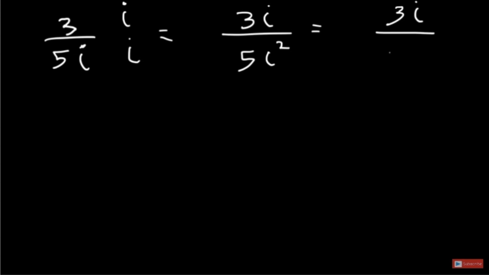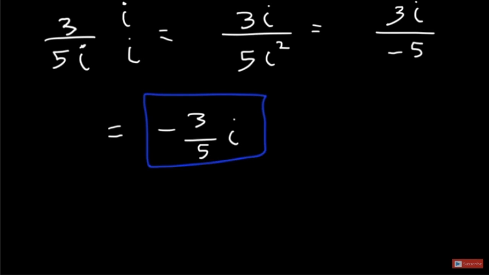And 5i squared is negative 5. So this is the answer. It's negative 3 over 5 times i. So now it's in standard form. Standard form is a plus bi. In this problem, a is 0. So it's 0 minus 3 over 5 times i.